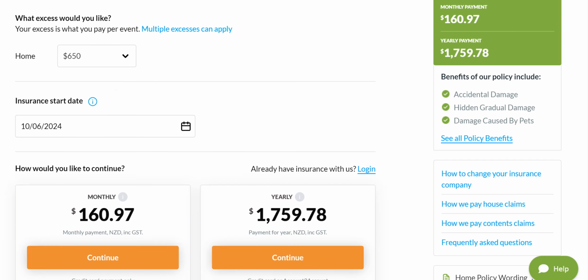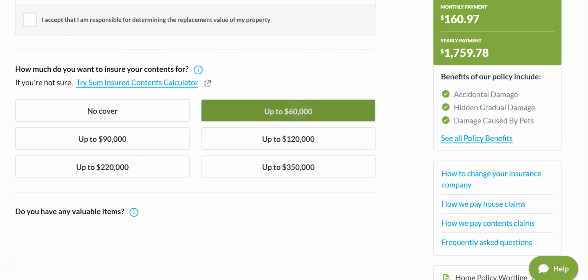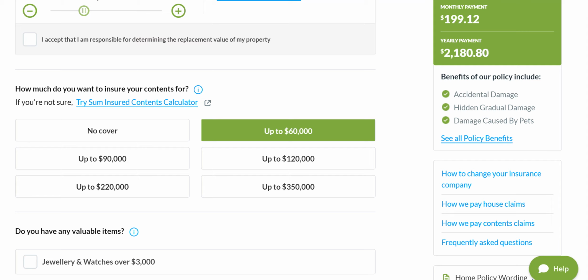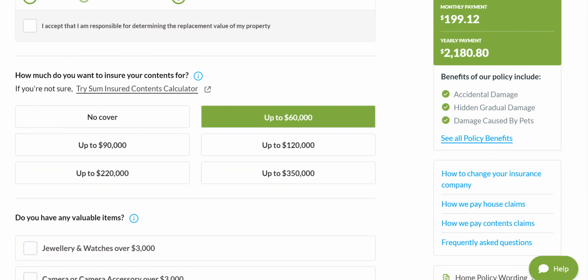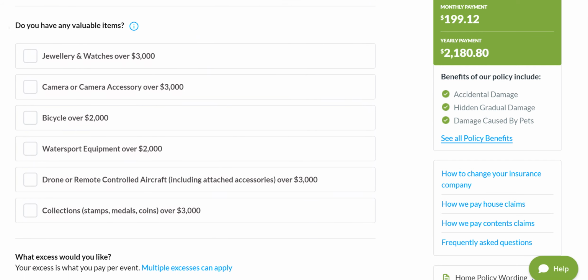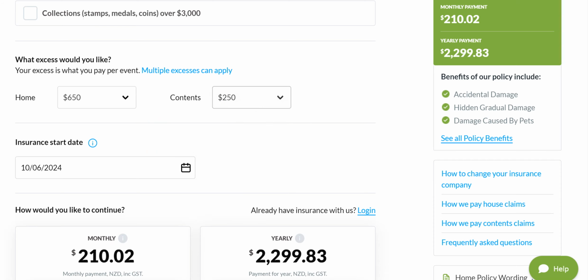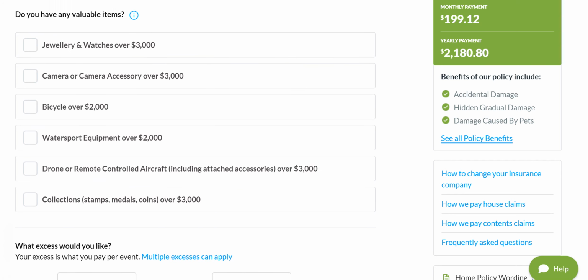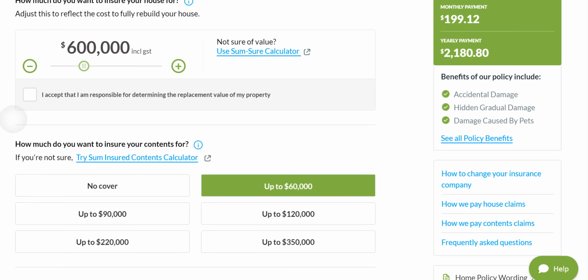That's where I'm going to leave the video. There's other things that you can look at. Of course, you can look at contents, and then you can change this contents as you need to, and the sum insured calculator is something quite useful, which we outline in other videos. And also you can go for specific items as well. Oh, sorry, you can change the contents excess too. So if you do want to insure contents, which most people do, then that's something to look at.